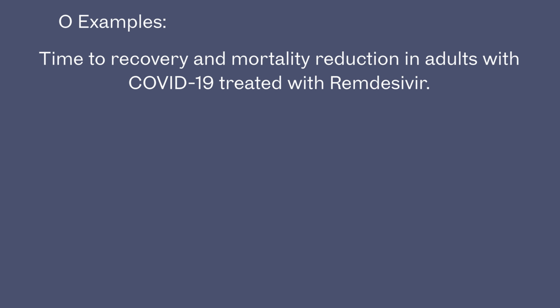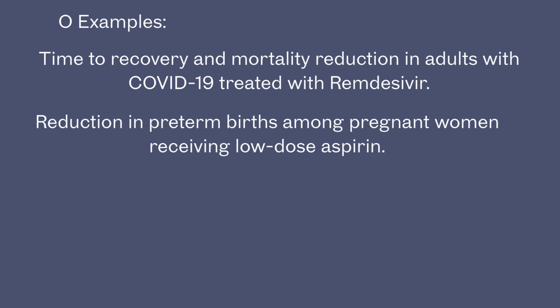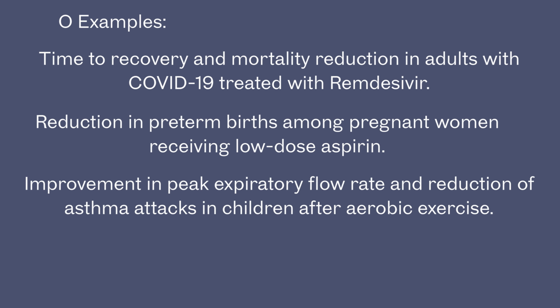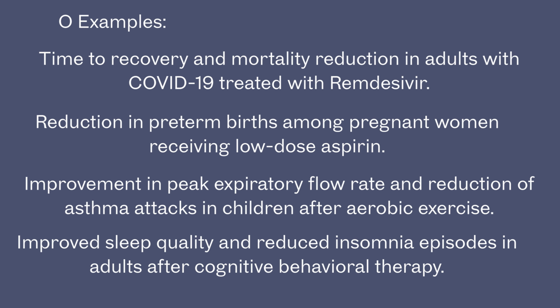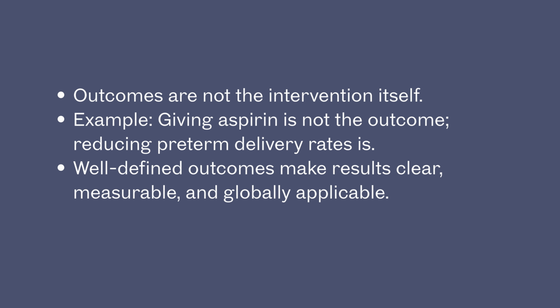Examples: time to recovery and mortality reduction in adults with COVID-19 treated with remdesivir. Reduction in preterm births among pregnant women receiving low-dose aspirin. Improvement in peak expiratory flow rate and reduction of asthma attacks in children after aerobic exercise. Improved sleep quality and reduced insomnia episodes in adults after cognitive behavioral therapy. Outcomes are not the intervention itself. For example, giving aspirin is not the outcome. The outcome is whether it actually reduces preterm delivery rates. Well-defined outcomes ensure research results are clear, measurable, and applicable worldwide.